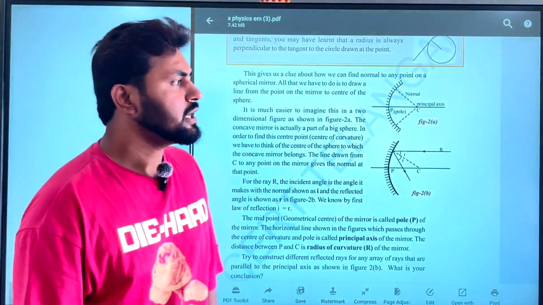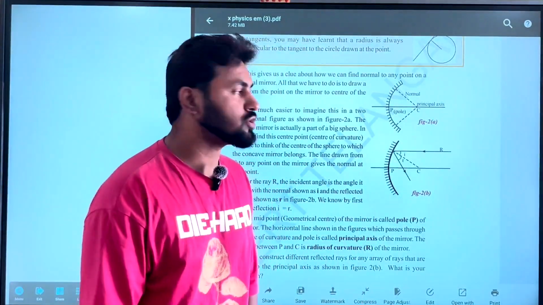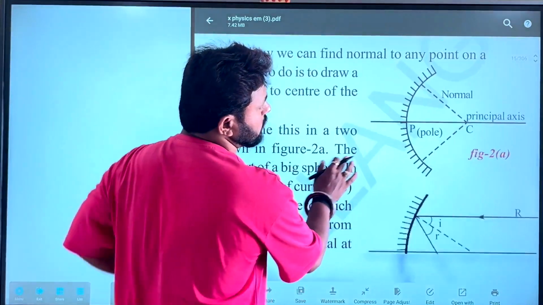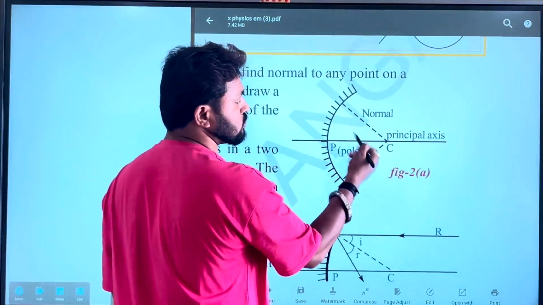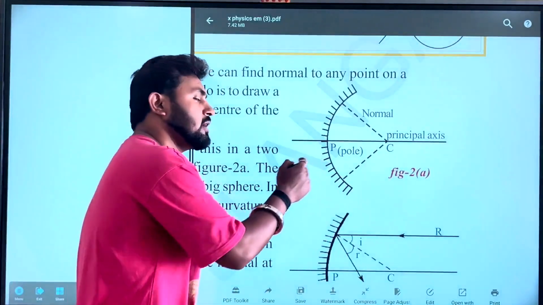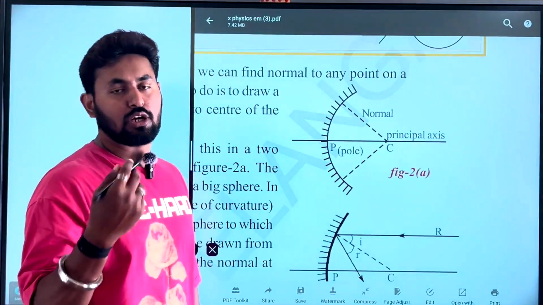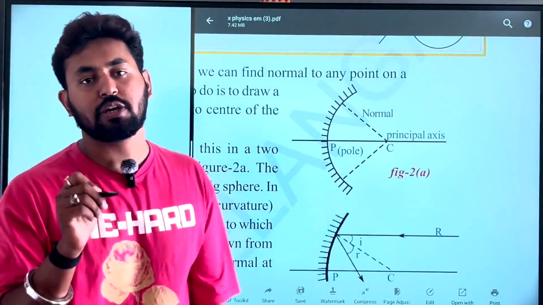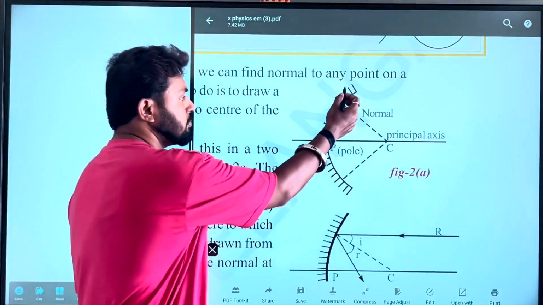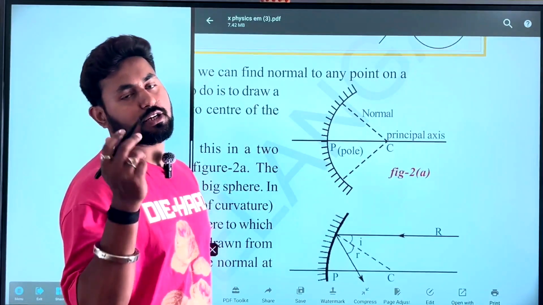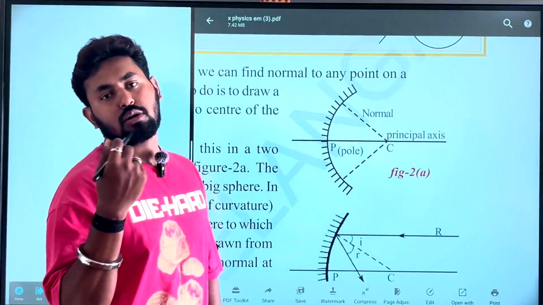In the previous class I have already taught you what is normal, what is principal axis, what is C. C stands for center of curvature, and P is nothing but the pole. I have already given you the definition: pole is nothing but the geometric center of a mirror, no matter what mirror you take, whether it is a concave or convex mirror.